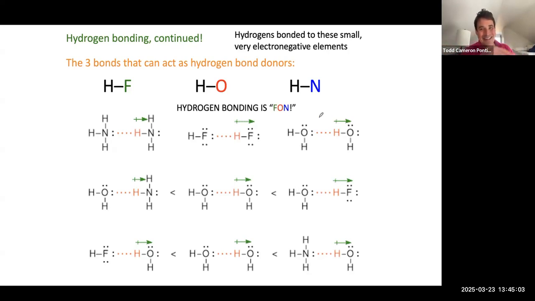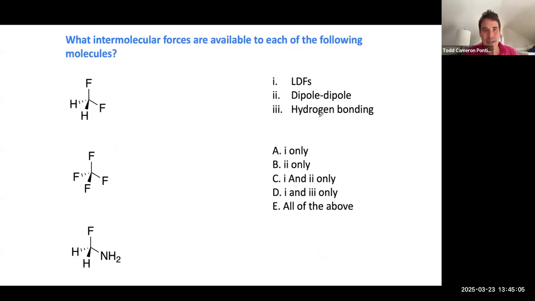Fluorine, oxygen, nitrogen. Anyway. So take a moment and see if you can identify the intermolecular forces available in each of these. Feel free to pause and see if you can identify what the intermolecular forces are in the first molecule, the second molecule, and the third molecule. Okay, let's go through them.